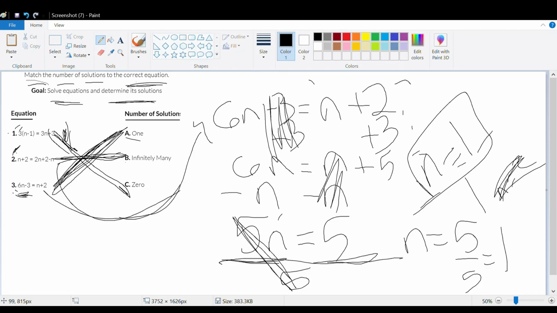So just to recap, 1 matches up with C, 0 solutions. 2 matches up with B, infinitely many solutions. And 3 matches up with A, 1 solution.